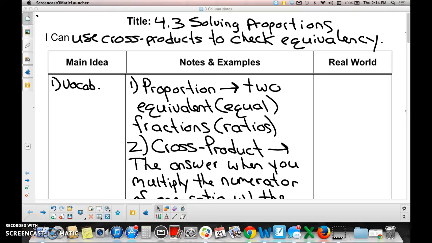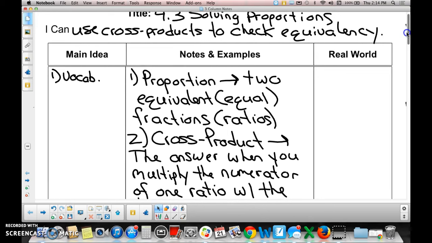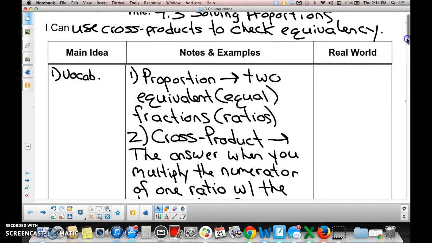Annika. Solving proportions. What can we now do, Annika? Use cross products to check. We can use cross products to check equivalency, to see if proportions are equal.